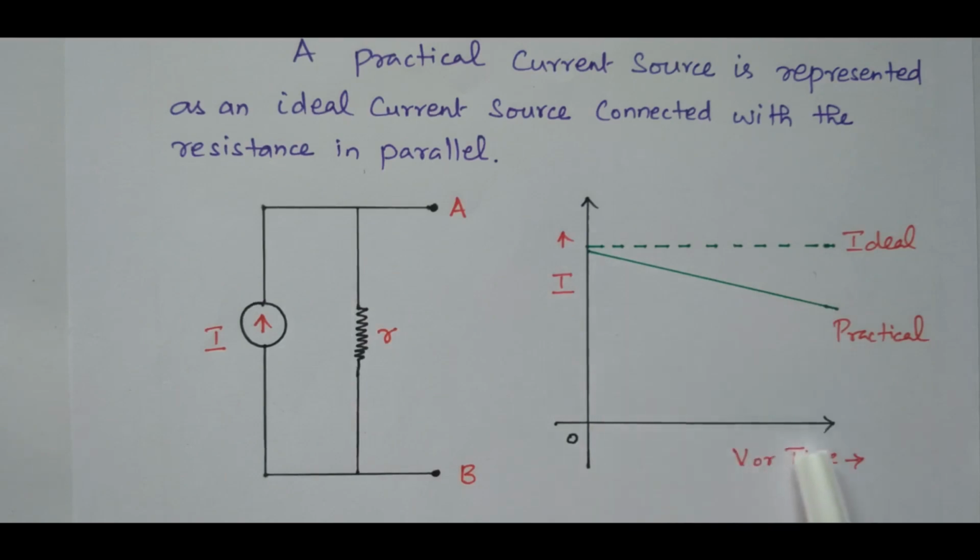So when the voltage increases, the current also decreases gradually. So this is the difference between an ideal source and a practical source. Due to the internal resistance, there is a drop in the current value.